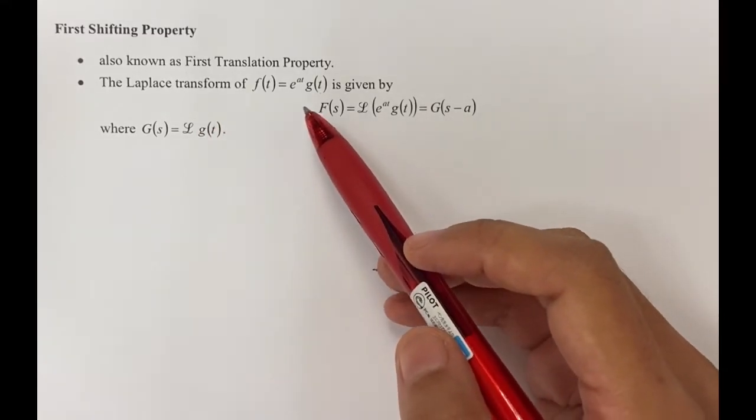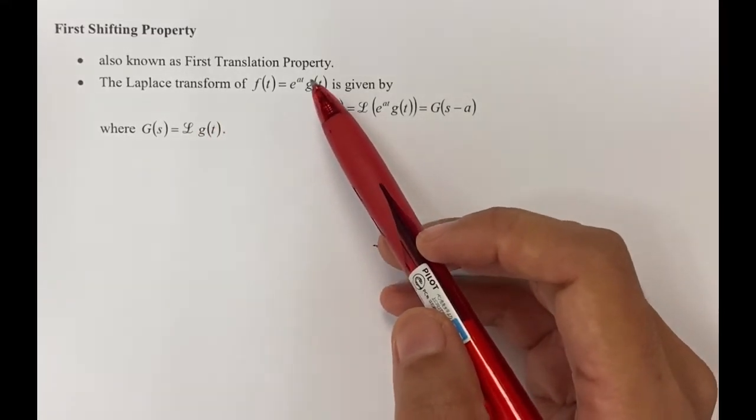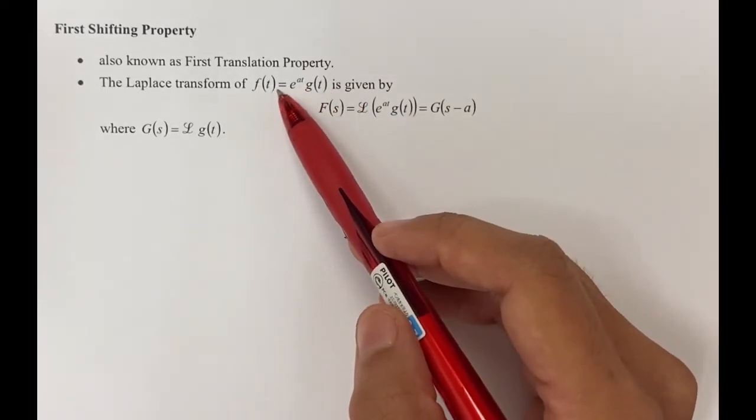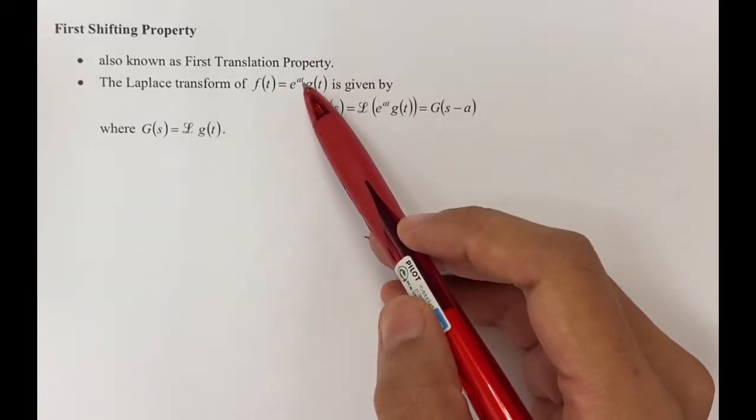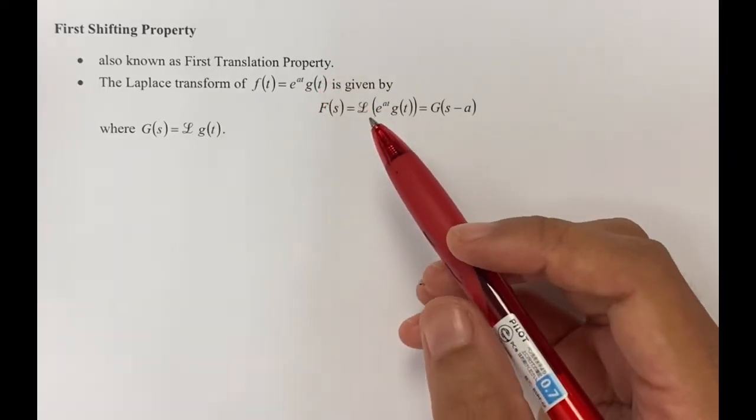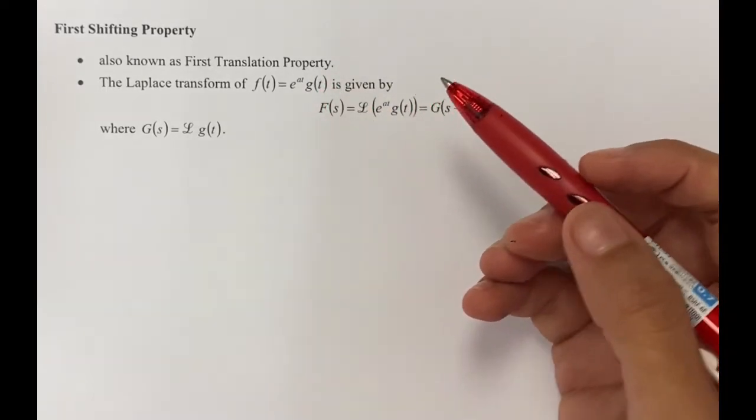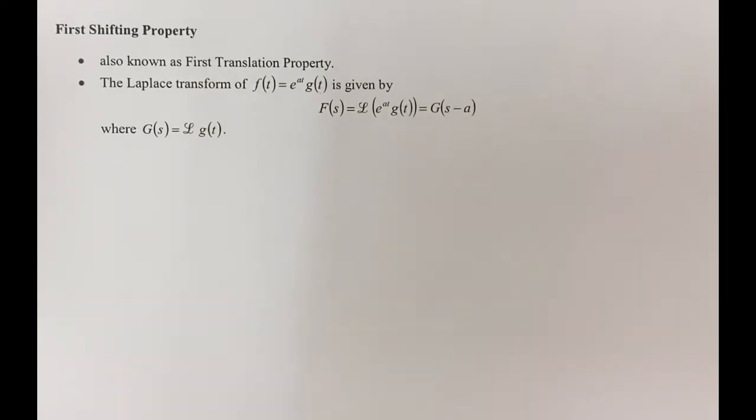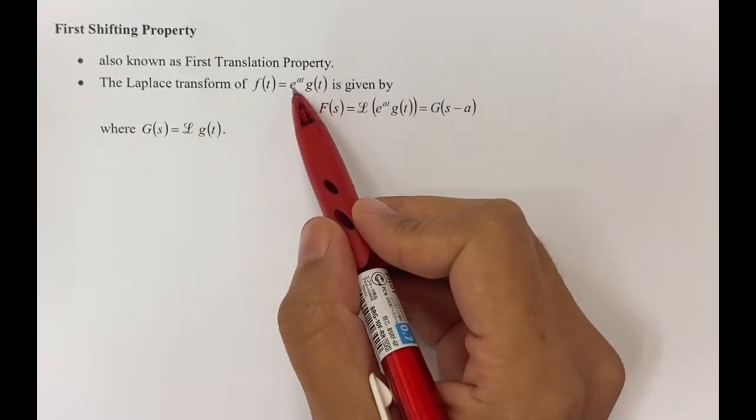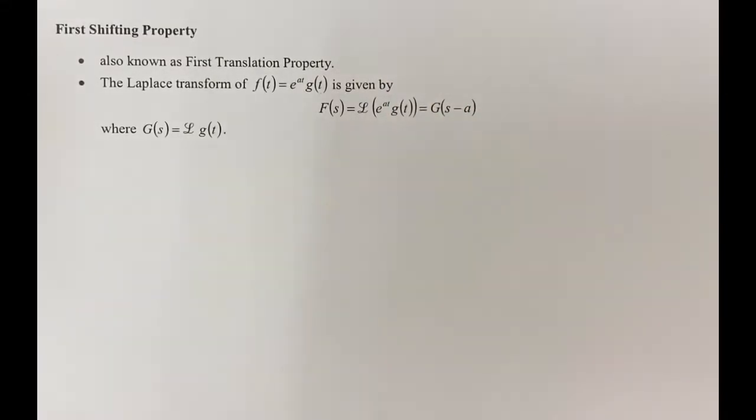So for first shifting property, we will try to find the Laplace transform of a function if it is a product of exponent at with another function. Okay, so before this, we just have a single function. We have ft, we find what is Laplace transform for ft. But now, what if the function is a product of a function with exponential? Okay. In example 3.3, we will try to solve two functions involving exponential function, using the first shifting property.